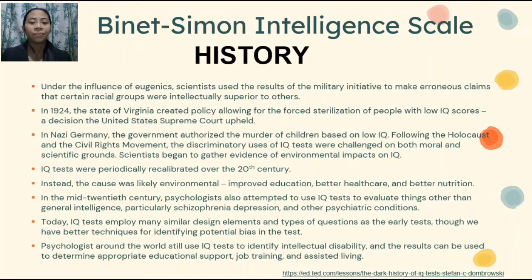So brutal. Following the Holocaust and the civil rights movement, the discriminatory uses of IQ tests were challenged on both moral and scientific grounds. Scientists began to gather evidence of the environmental impacts on IQ. For example, as IQ tests were periodically recalibrated over the 20th century, new generations scored consistently higher on all tests than each previous generation. This phenomenon, known as the Flynn effect, happened much too fast to be caused by inherited evolutionary traits. And it happened also in today's generations.